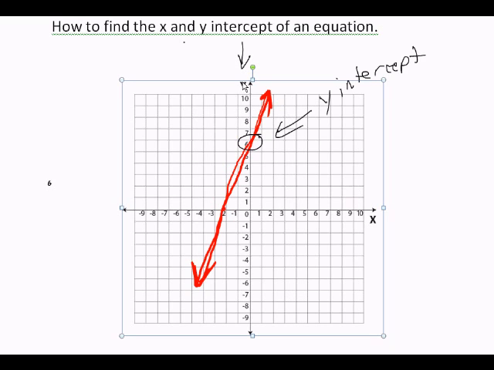If you look right here, the y-axis is the vertical number line, with 0 in the center, positive numbers going up and negative numbers going down. So the place where the graph crosses the y-axis, this point right here, is your y-intercept. If I label this coordinate, it would be x 0, y 6. This is the y-intercept.